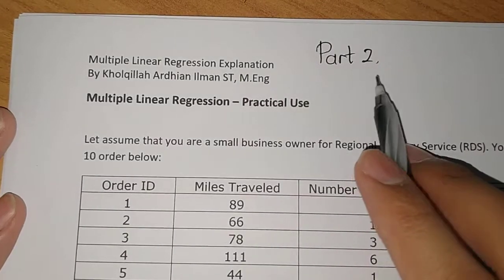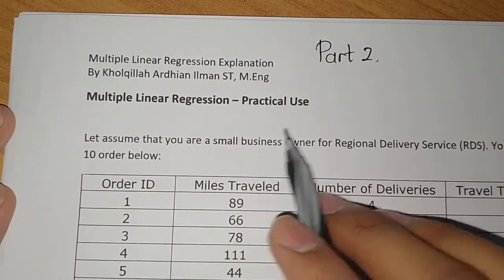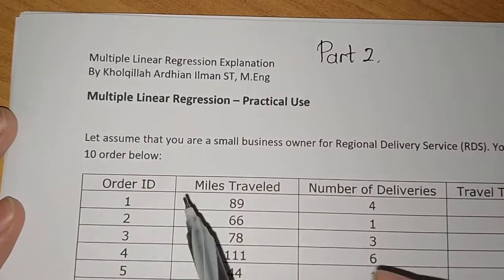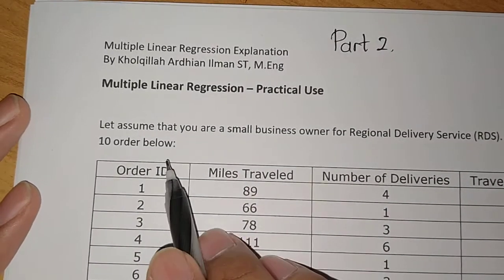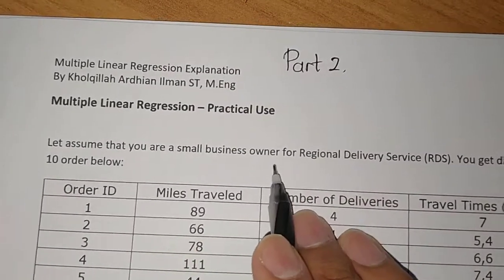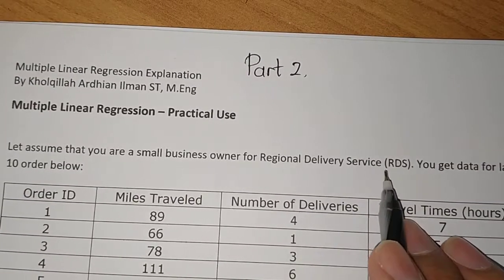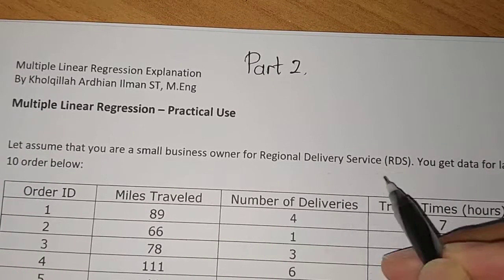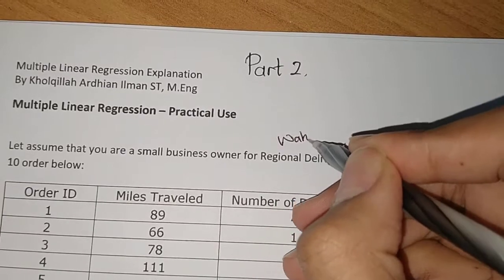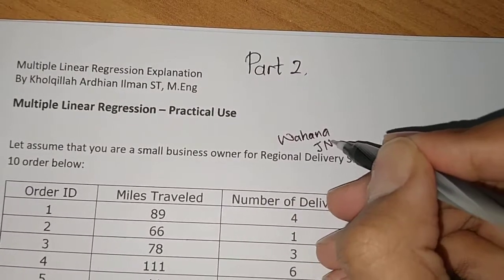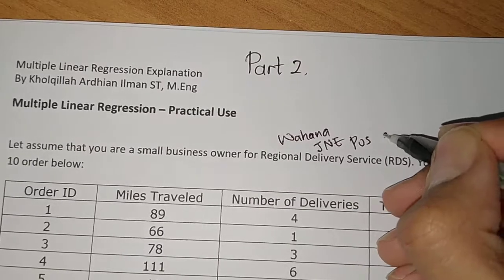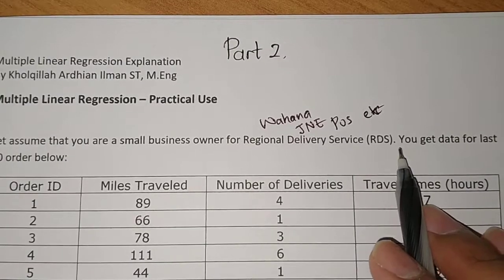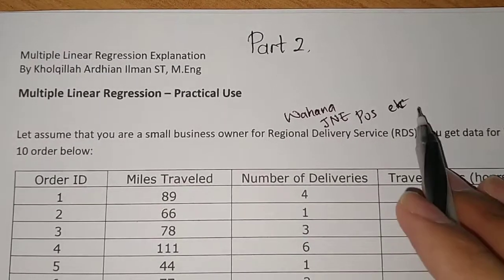Okay, now for the second part, we are going to directly apply our understanding of multiple linear regression in practical use. So let's assume that you are a small business owner of a regional delivery service, or RDS. In Indonesia, we have many kinds of RDS, like Wahana, or maybe CNA, POS, and so on. So RDS is like a courier, in bahasa Indonesia. And assume that you own one of these.